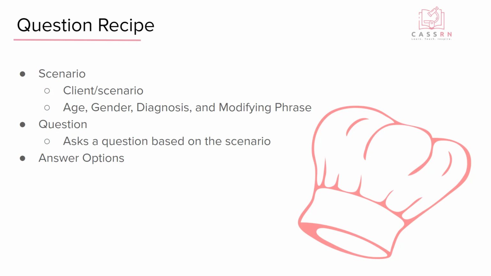After you've read the question carefully and paid close attention to that modifying phrase, you've identified the query and found the keywords, you're ready to look at the answer options. Now what you want to do is go through each answer option with the same magnifying glass that you went through the scenario and the question.